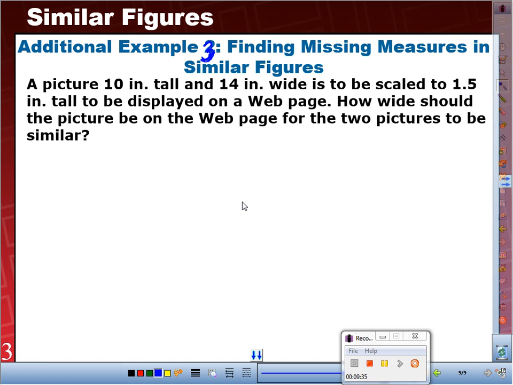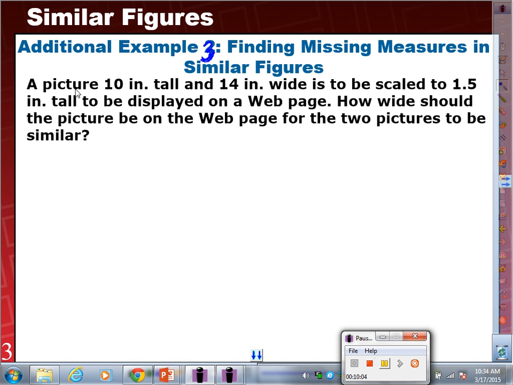Example 3. Copy this one, please. No, just the black text. It says, a picture 10 inches tall and 14 inches wide is to be scaled to 1.5 inches tall to be displayed on the web page. How wide should the picture be on the web page for the two pictures to be similar? Copy that, please.